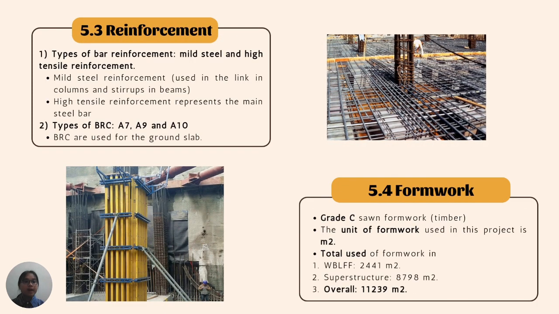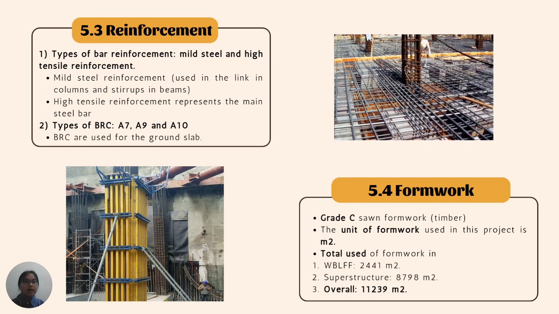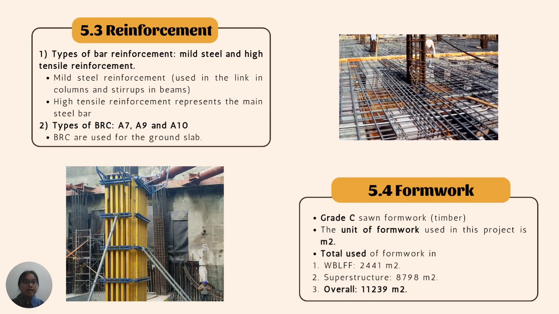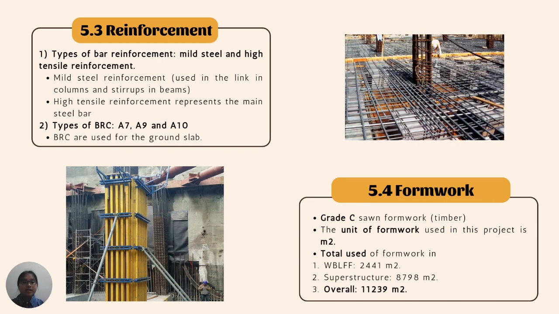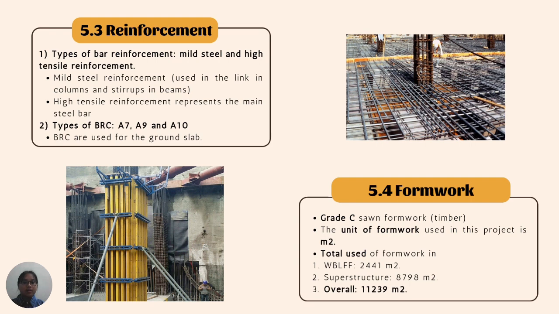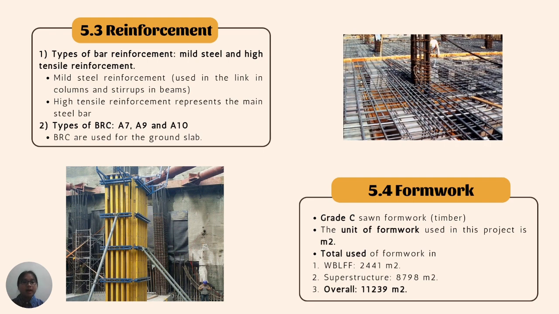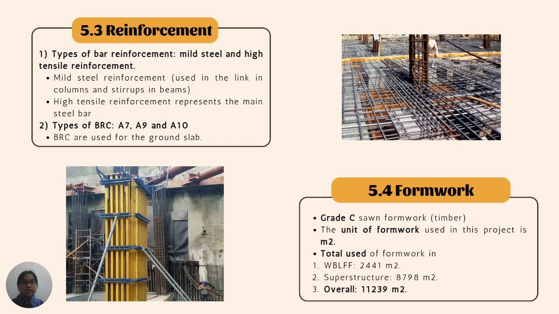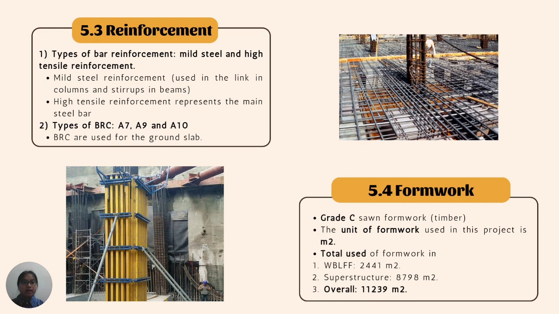Reinforcement. The type of bar reinforcement used are mild steel and high tensile reinforcement, while type of BRC used are S7, N9, and N10. Formwork. In this project, Grade C sawn formwork timber are used. The unit of formwork is m squared. The total use of formwork in WBLFF is 2,441 meters square. Superstructure is 8,798 meters square, and the overall is 11,239 meters square.